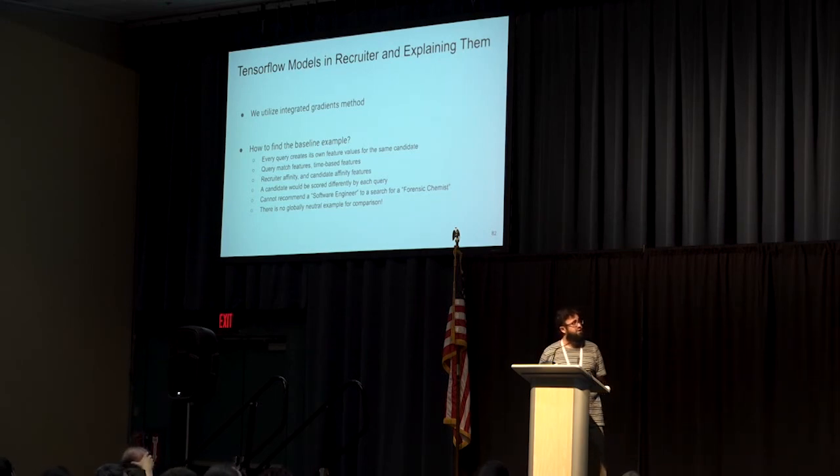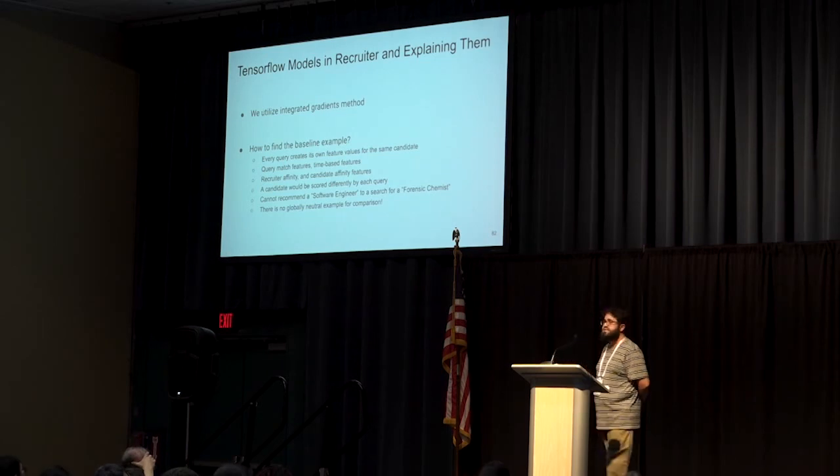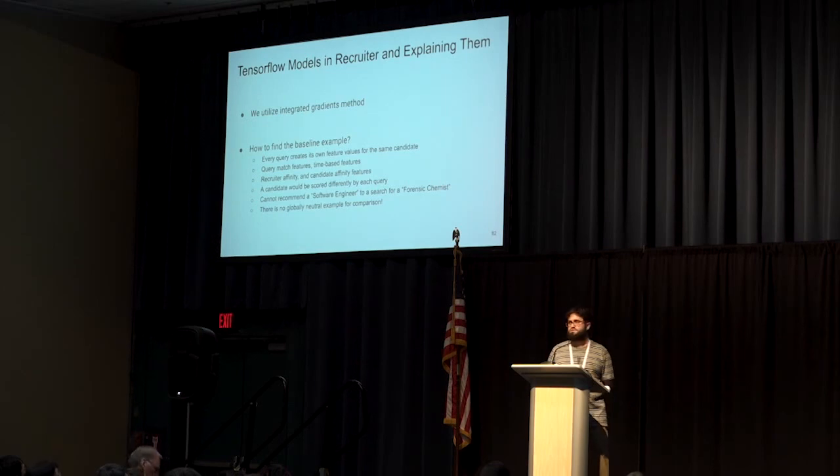For that purpose, we have used the integrated gradients method that was explained in detail before the break. And we do use baselines. A baseline in integrated gradients is supposed to be a neutral example. And in our case, of course, we can potentially make all the features that we utilize for ranking to be zero.